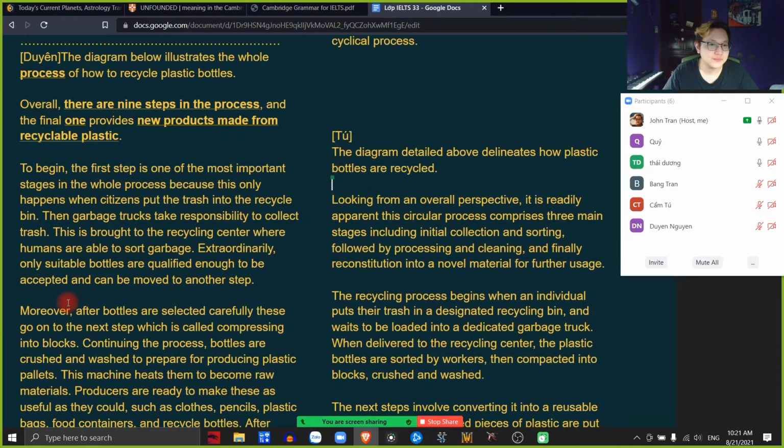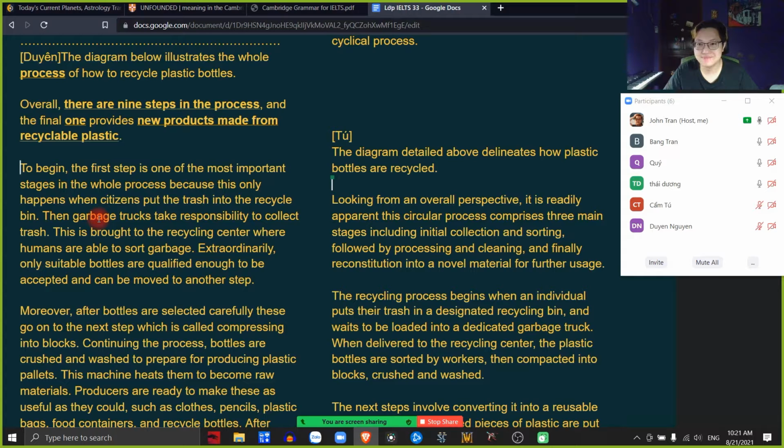Anyway, to begin, để bắt đầu, the first step is one of the most important stages in the whole process because this only happens when citizens put the trash into the rooms like a bin. Để bắt đầu cái quá trình đầu tiên, cái step đầu tiên này là một trong những cái giai đoạn quan trọng nhất trong cả một cái quá trình, bởi vì điều này chỉ diễn ra khi mà những người công dân đặt rác vào thùng rác.